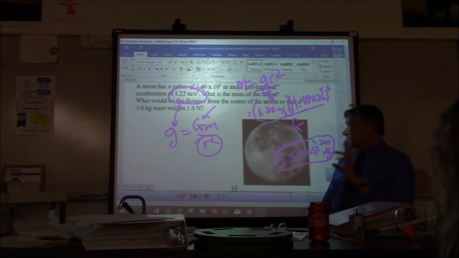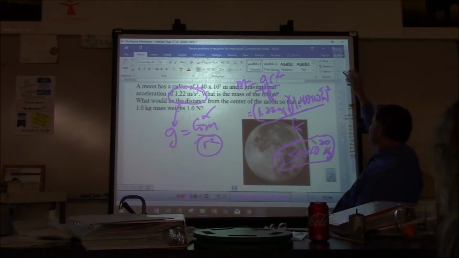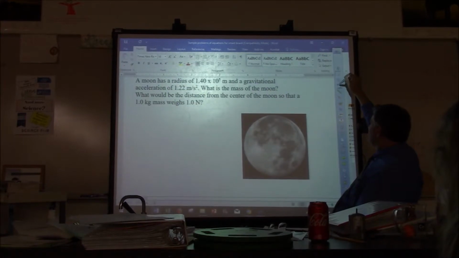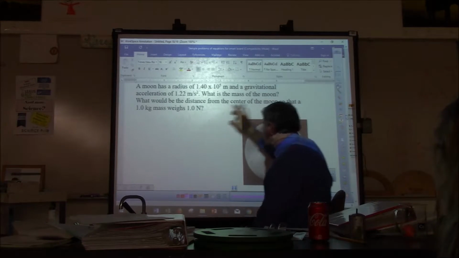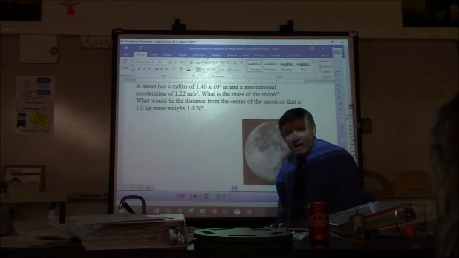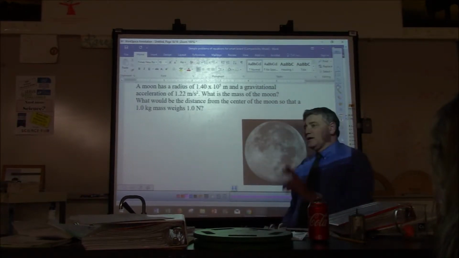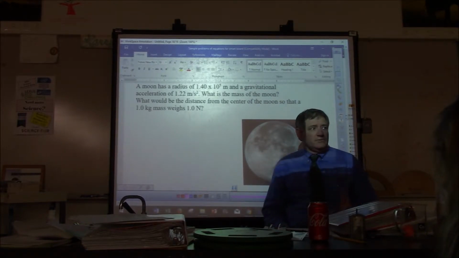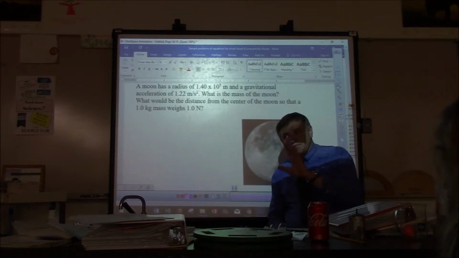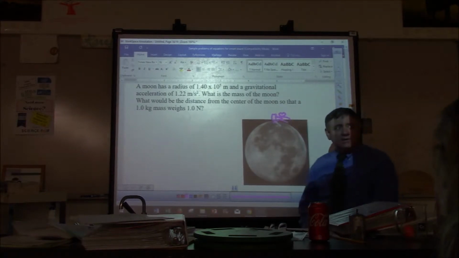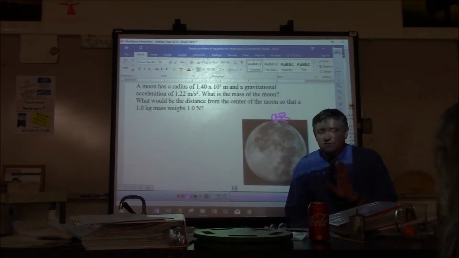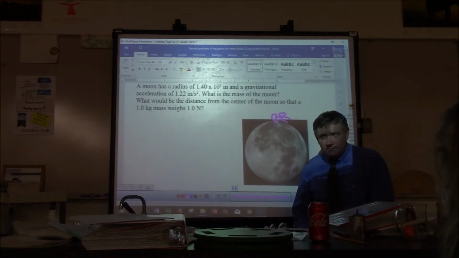Now, the next one becomes a little bit more difficult conceptually. With the next one, I want to know how far I'm going to go from the center of the moon so that if I have a 1 kilogram mass, it weighs exactly 1 newton. Here's what I want you to think through. If you're standing on the surface of the moon holding a 1 kilogram mass, what's that mass going to weigh?